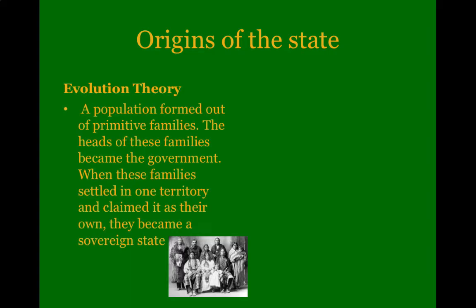The first one is the evolutionary theory. And in the evolutionary theory, I've got a picture down here of an Indian tribe. There are some states that came to be because you have a small family who attaches itself to a piece of ground. And then more families start to attach themselves to the same ground, you have these populations that form, and then someone of one of these families becomes the head. They create a government. And so eventually, when all of these families settle in one particular territory, they lay claim to it, and then they become a sovereign state.